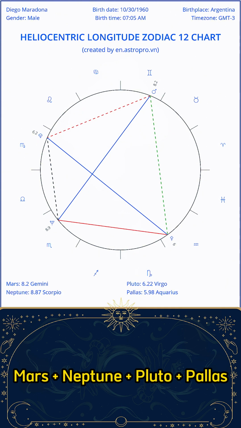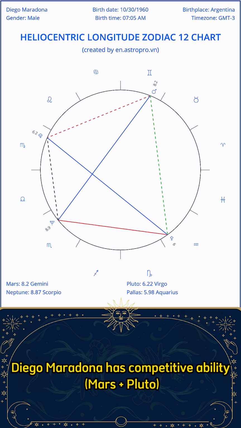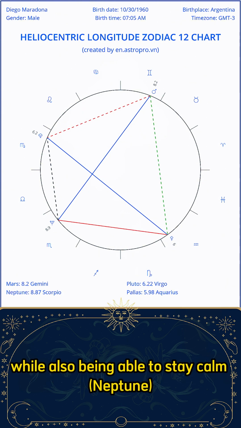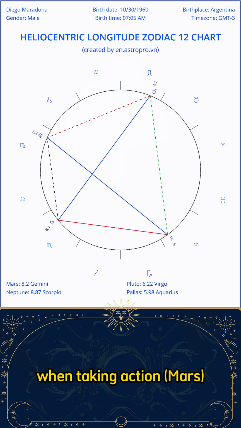So we have 3 good aspects, and the number of bad aspects is just 2. And because the number of good aspects dominates, the fortress geometry above will be considered a very positive geometry. So, to decode its meaning, we combine the symbolisms of the 4 planets in a very positive direction. Diego Maradona has competitive ability indicated by both Mars and Pluto, and strategic thinking indicated by Pallas, while also being able to stay calm illustrated by Neptune when taking action indicated by Mars.